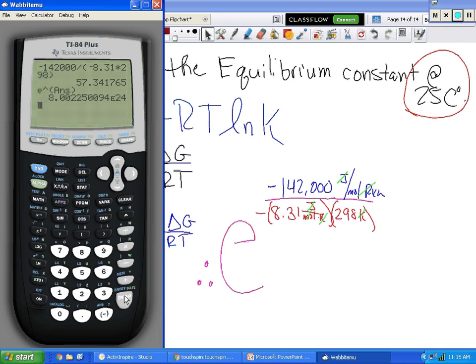Now, how did I know before I ever began this question that the answer had to be greater than 1? Delta G was negative. Very good. Be okay with that. All right. Do I need to show any of this, anything else?